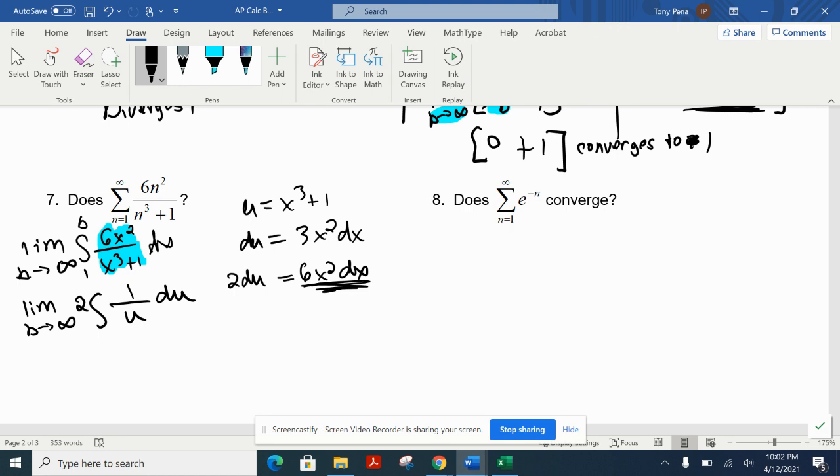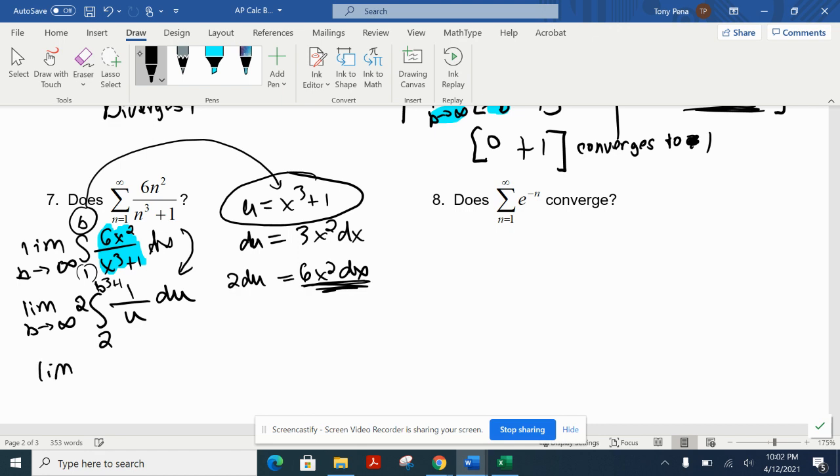We have now changed from x's up here, and we've now converted this into u's. So we need to use this right here to get our new limits. Our lower limit was a 1, so I'm going to take that 1, plug it in. New lower limit is 2. The upper limit will look weird because I'm going to take the b. I have to plug it in to convert it. That would be now b cubed plus 1. From there, we go ahead and do our antiderivative. So that's going to be 2 natural log of u from 2 to the b cubed plus 1.